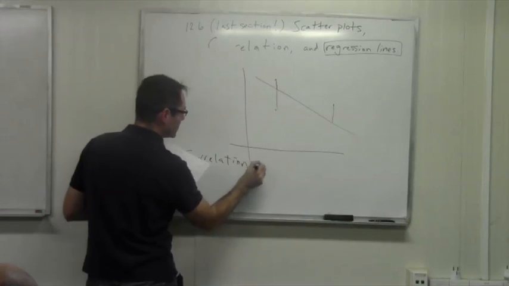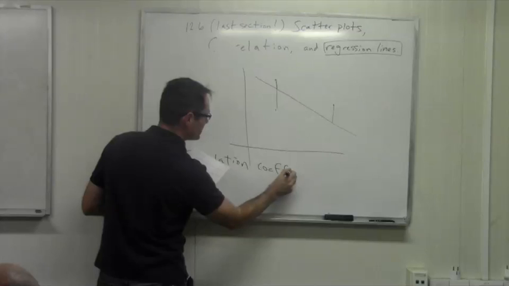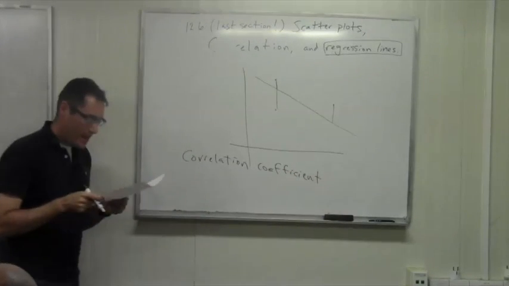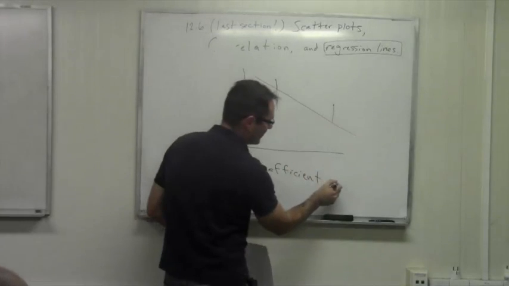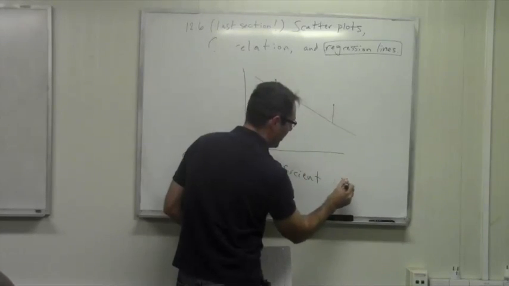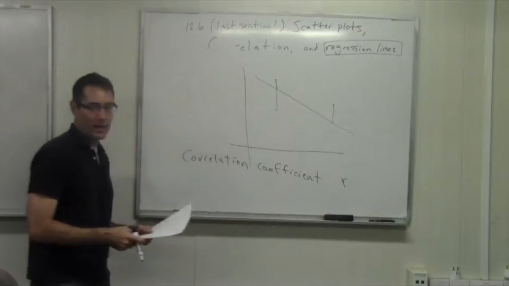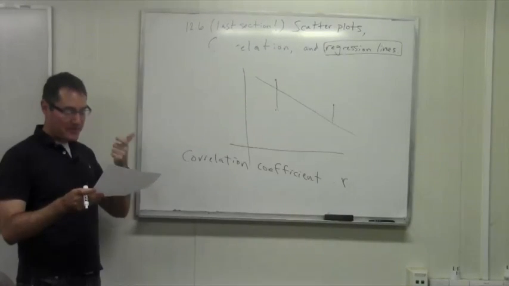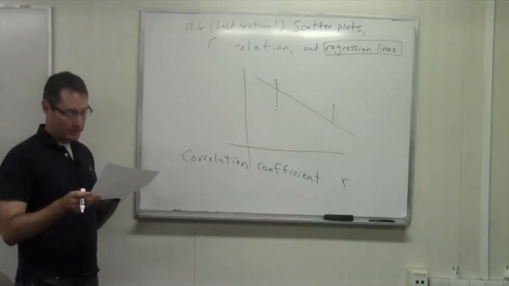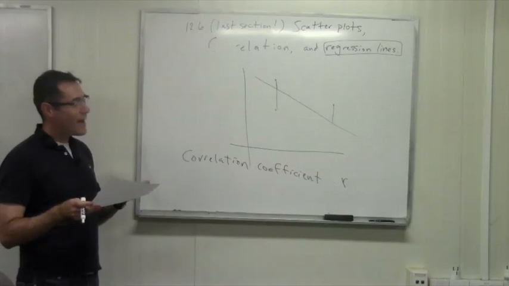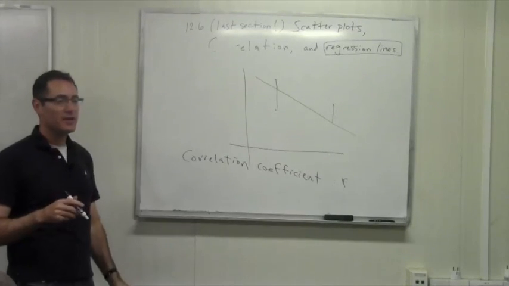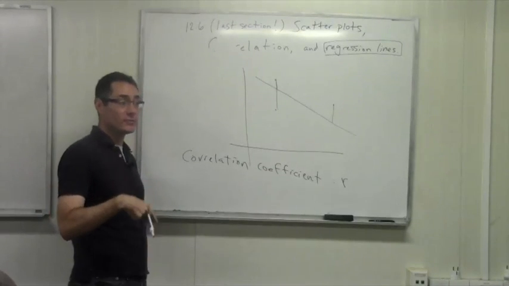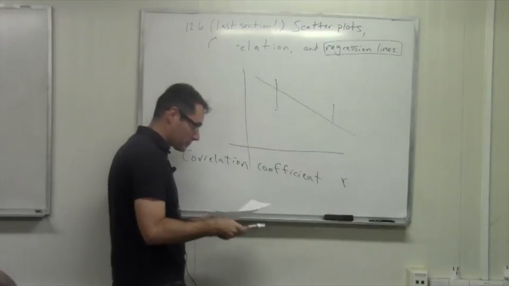A correlation coefficient. It's just a number, okay? And it's generally given the letter R, probably for a regression line or something like that, okay? And it describes the direction and the strength of the relationship, okay? If you have a strong correlation, it's going to be a number close to 1. If you have a terrible correlation, it's going to be a number close to 0, okay?